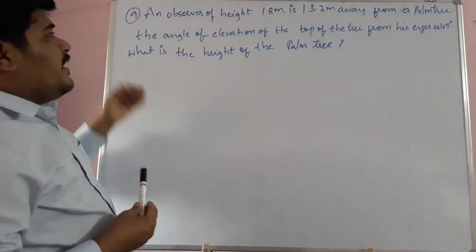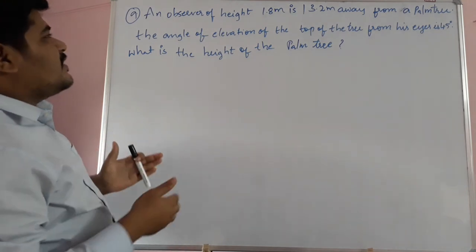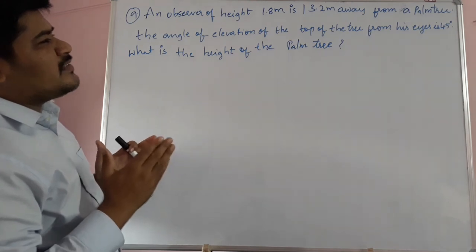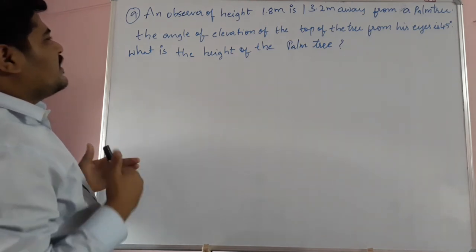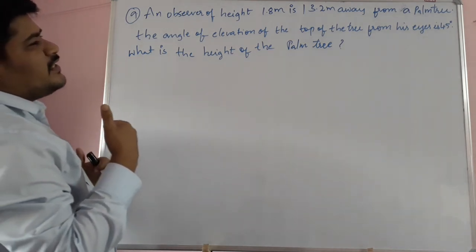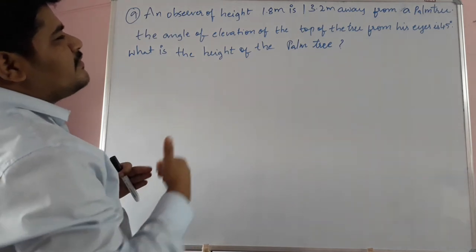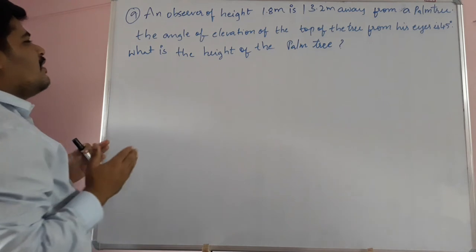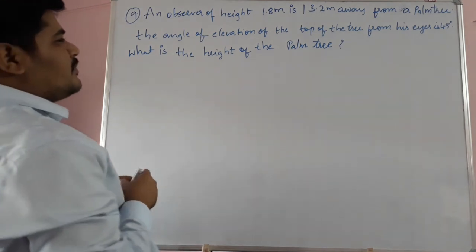Let's see problem number 9. An observer of height 1.8 meters is 13.2 meters away from a palm tree. The angle of elevation of the top of the tree from his eyes is 45 degrees. What is the height of the palm tree?